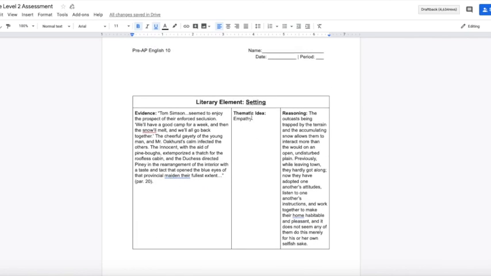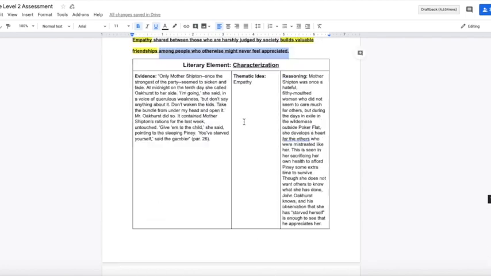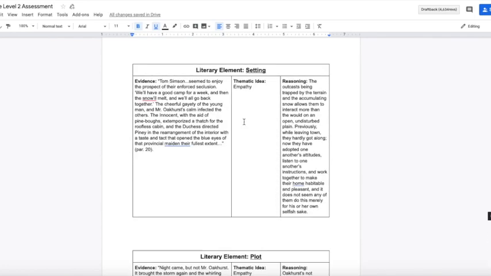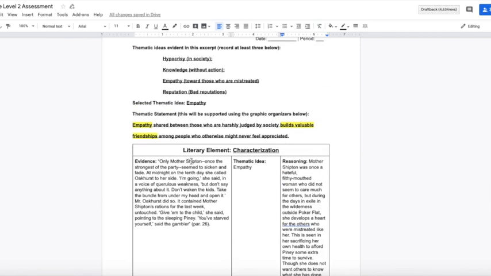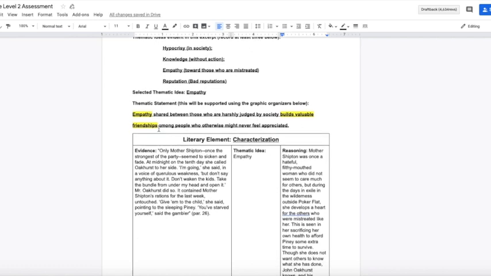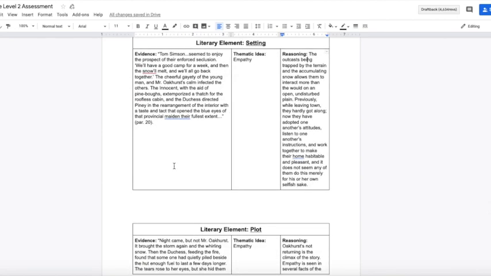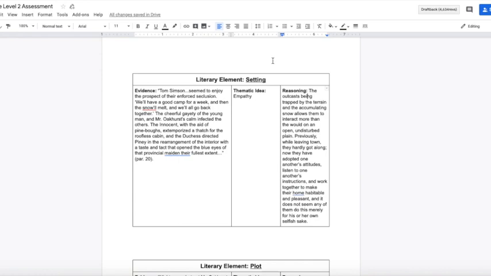So once again, you would record the exact same thematic idea to remind yourself and me of the focus of your reasoning and your evidence. And what this reasoning should do is explain how this evidence conveys this thematic idea, but particularly this thematic statement, the building friendships and the feeling of being appreciated as a result of the empathy that comes from one or all of the different folks within that scene. But how does setting do this? So let's look at the reasoning.